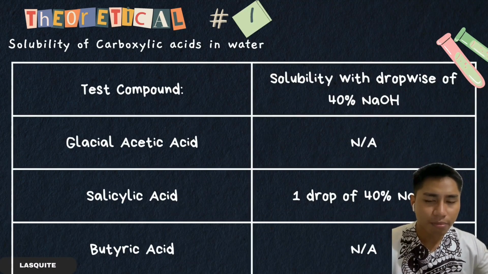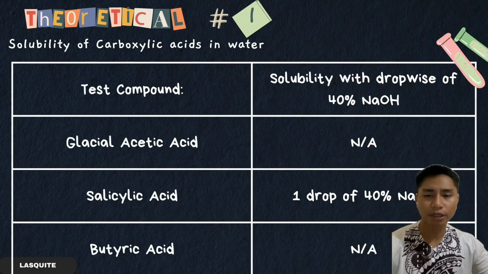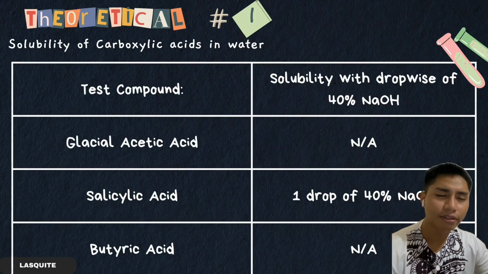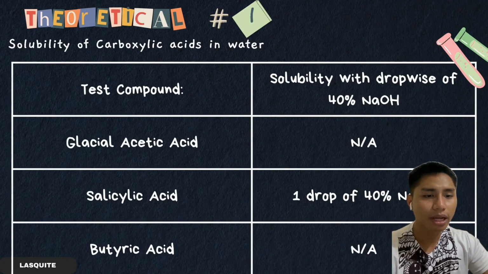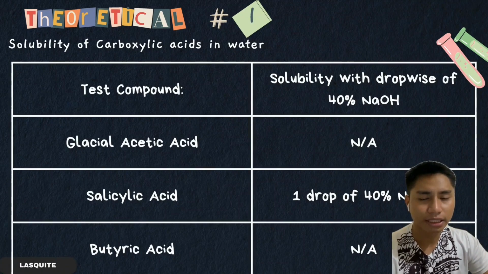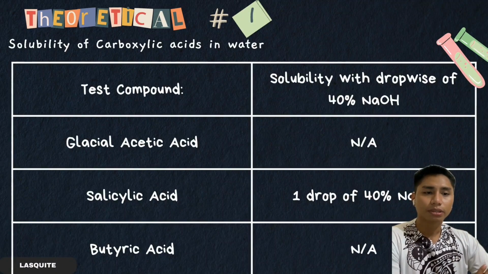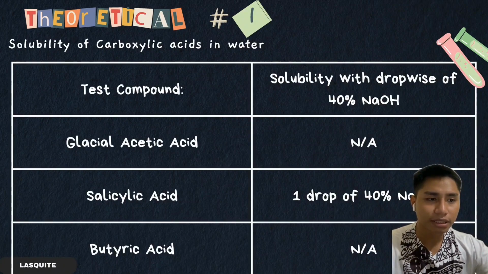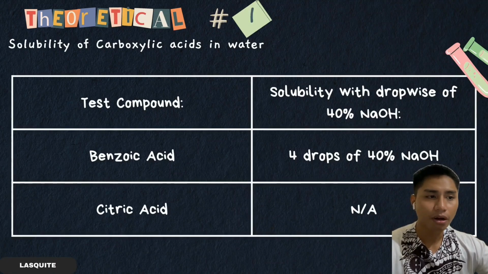Now proceeding to the solubility of the test compounds with dropwise addition of 40% sodium hydroxide. Take note that the glacial acetic acid, butyric acid, as well as our citric acid are no longer included due to their solubility in water. Proceeding to the salicylic acid, it required 1 drop of 40% sodium hydroxide to dissolve, while the benzoic acid required 4 drops of sodium hydroxide to dissolve.